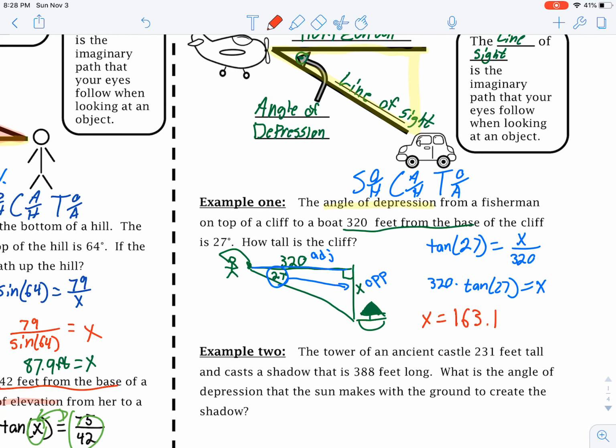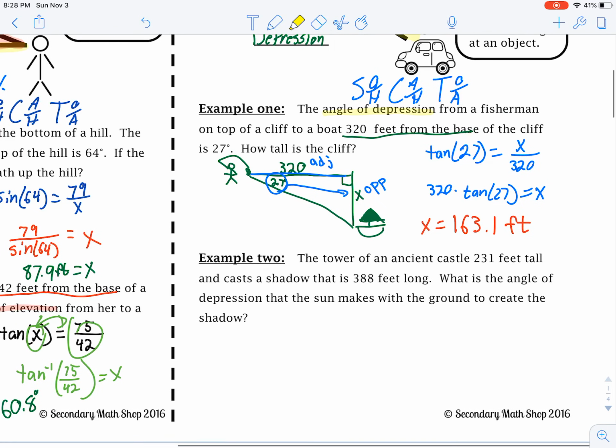What did we measure this in? Is this going to be an angle or feet? Hopefully you said feet because we're measuring distance. Okay, so this is 163.1 feet. All right, so let's look at one more example and then I will help you guys set up the other problems and we'll go from there.